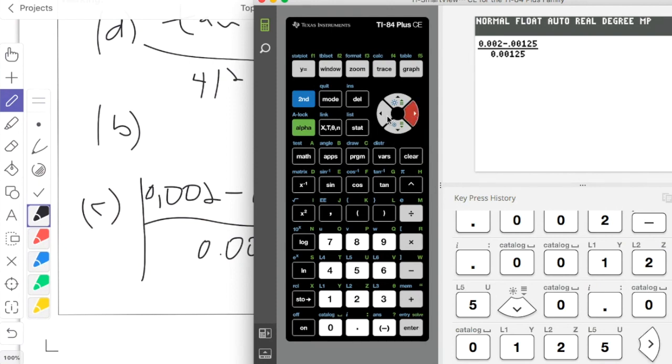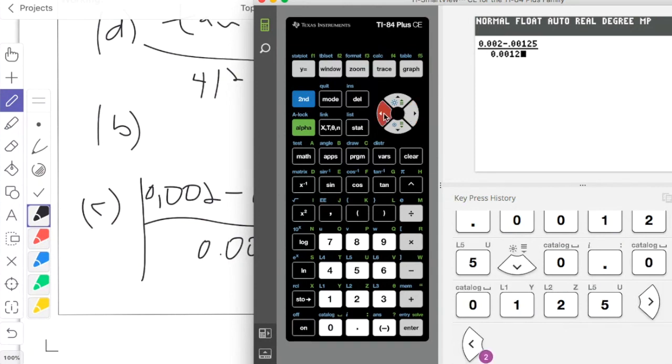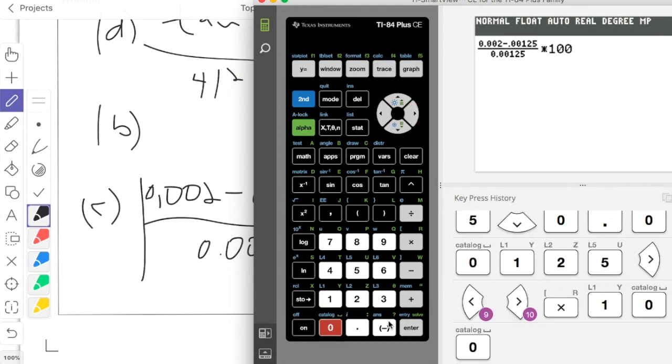Whoa, I need an absolute value. So where is the absolute value? Again, I could probably find it through the math key. I like to go to the catalog myself, but I know that this is going to be okay because it's going to be positive times 100. Okay, and I get a 60% error.